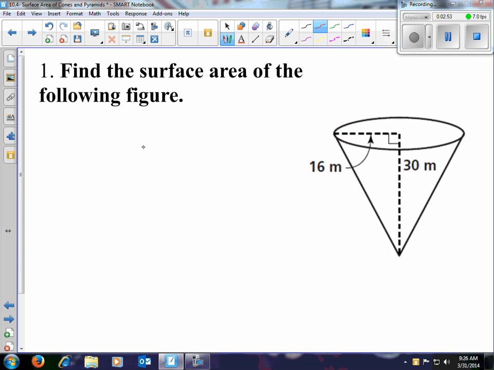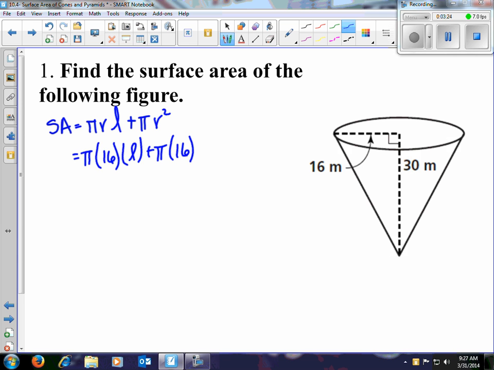Okay, so our first example says find the surface area of the following figure. And we have a cone, so we're going to use our cone formula. So the surface area is equal to pi times the radius times our slant height plus pi r squared, which is the area of our base. So we have pi times our radius, which is 16, times our slant height, which we don't know, so we have L, plus pi times our radius squared.